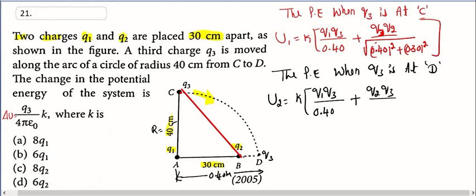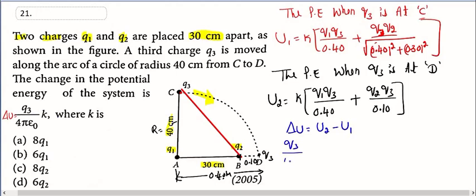Q3 divided by, what is this distance? 0.40 minus 0.30 gives 0.10 meter. So now this is called U2. So the change in potential energy is equal to U2 minus U1.